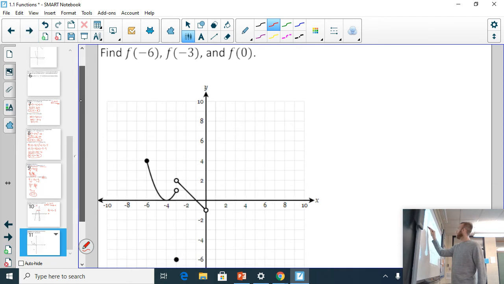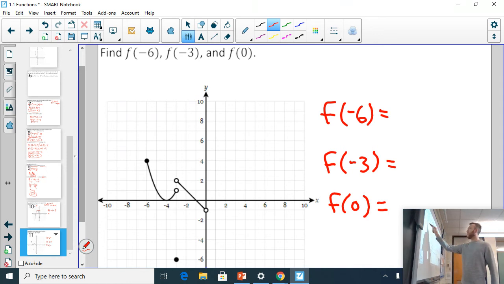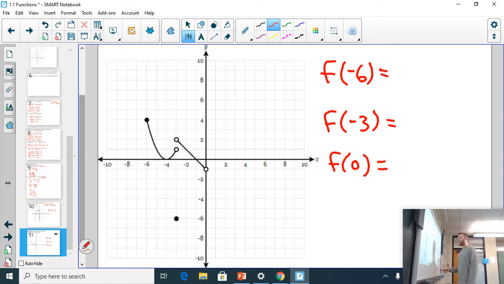And then looking at some piecewise functions, it's asking us to find 3 different ones here. So we have f of negative 6, and it wants us to find f of negative 3, and lastly, it wants us to find f of 0. And so let's just go in order, right? F of negative 6, we're going to find negative 6 on the x's, which is here, and then we're going to go up, and right there we have a closed dot, and we are at y equals 4 there. So that'll be at 4, right? If we trace this over, that's at 4.